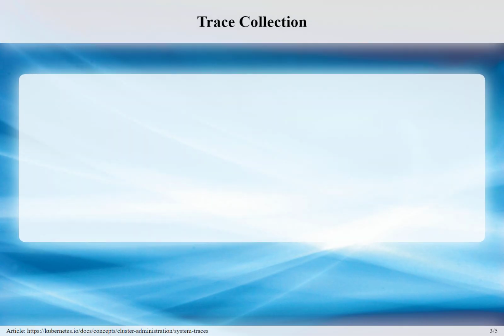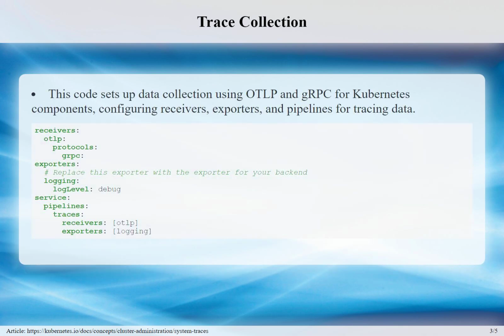Trace collection. This code snippet specifies the configuration for trace data collection using the OpenTelemetry protocol, OTLP, with gRPC as the protocol for the Kubernetes system components. It includes settings for the OTLP receiver and exporter, as well as logging details such as log level for debugging purposes. Finally, it defines the pipelines for trace data, specifying the receivers and exporters to be used in the trace collection process.